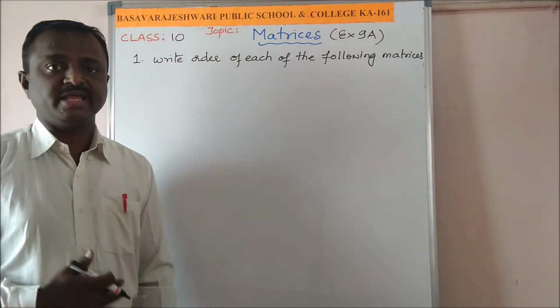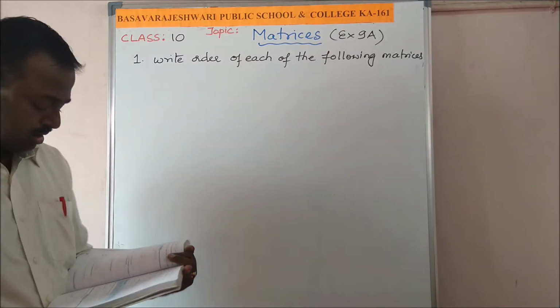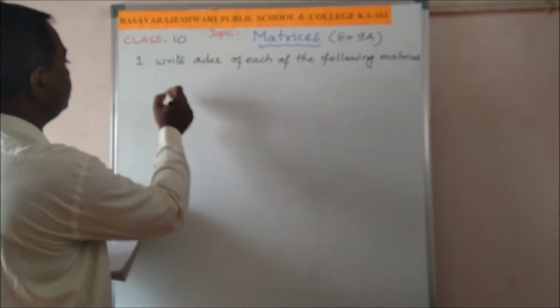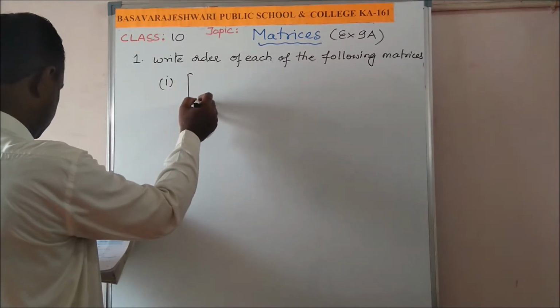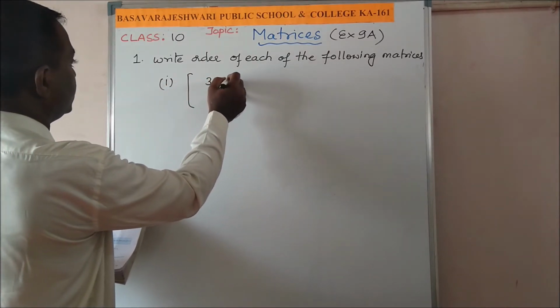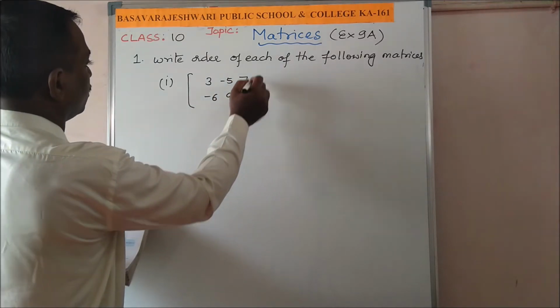So exercise 9A: write first the order of each of the following matrices. I will show you only one sum because I have already explained in the basic concepts. 3, minus 7, minus 5, minus 7, minus 6, 9, 4.